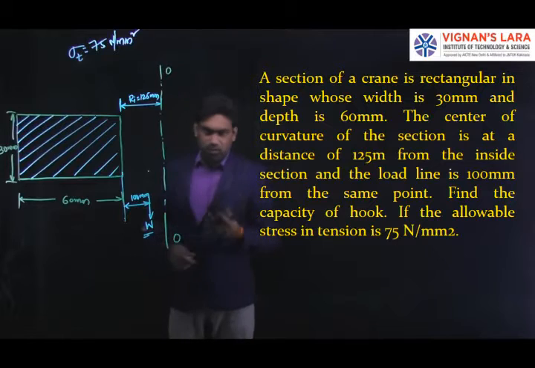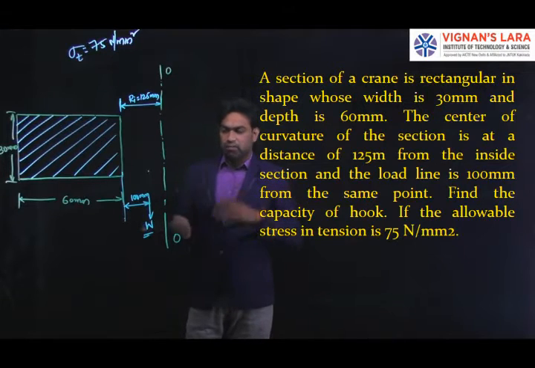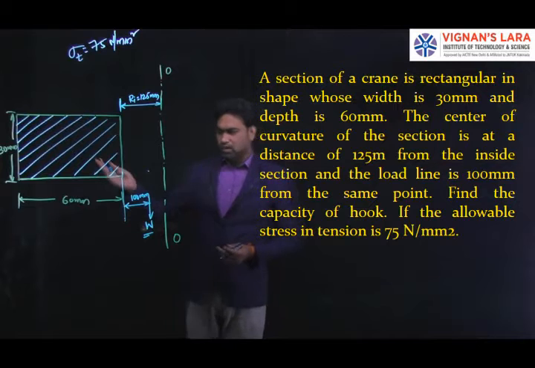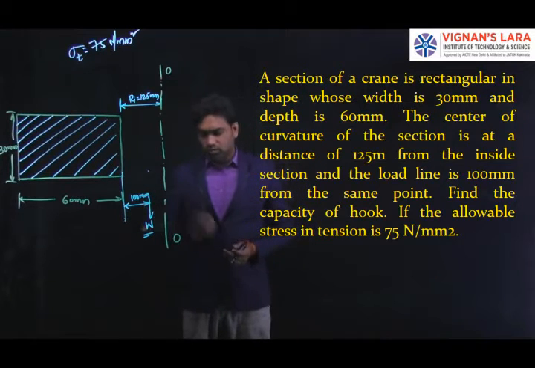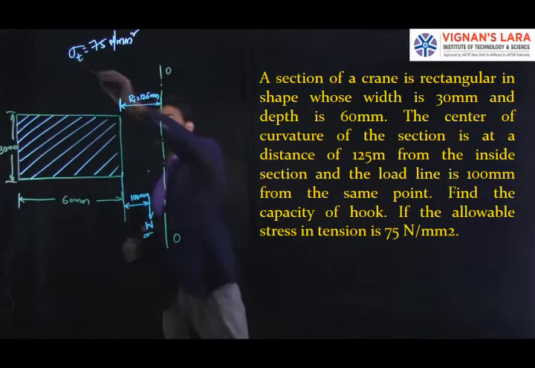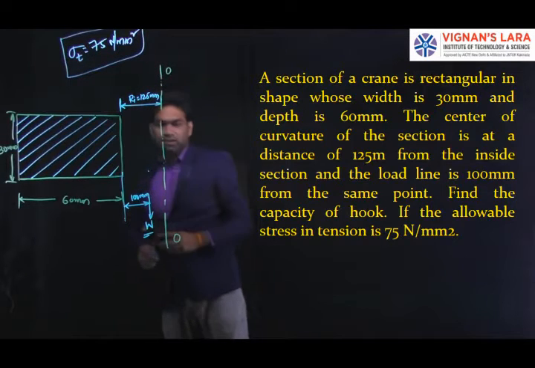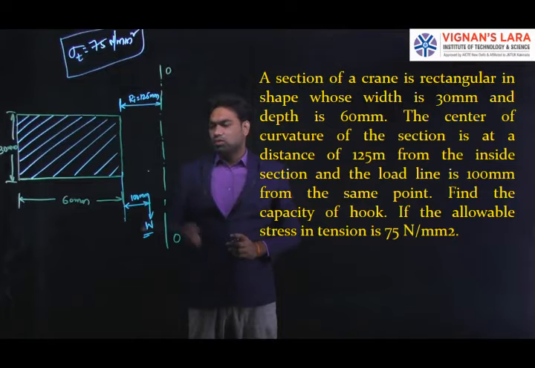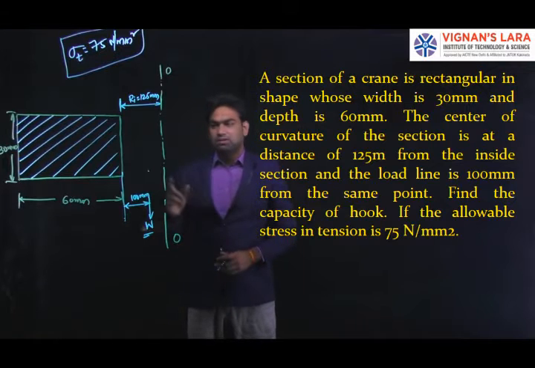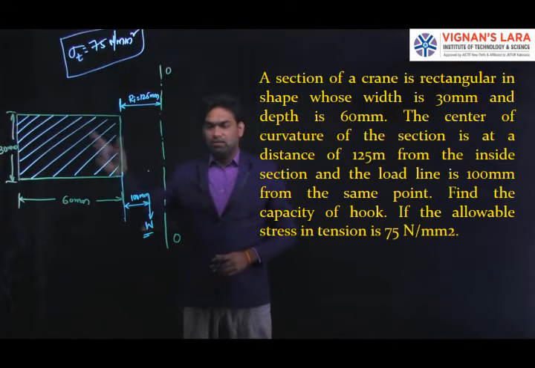The load acting is not given in this case. In the earlier case the magnitude of the load was given, so we computed the maximum induced stresses at the inner and outer fibers. But in this case no magnitude is mentioned. We need to find the capacity of the hook, and the permissible value of stress is mentioned here, 75 Newton per mm square. So you can find the maximum stress in terms of W. The maximum stresses are in the inner fibers and outer fibers.